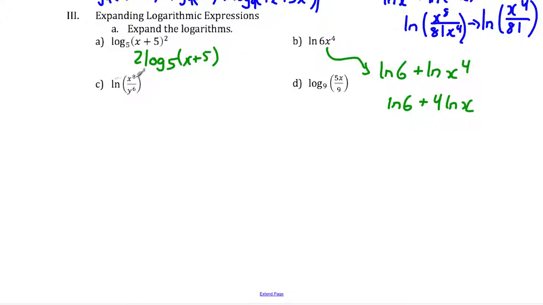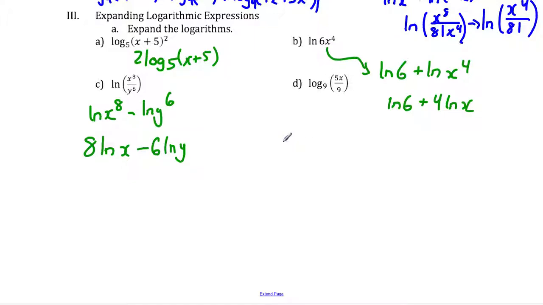Next up over here, same thing. I have this quotient, so I'm going to write this as a difference of those two logs. Natural log of x to the eighth minus natural log of y to the sixth. These powers become coefficients, so I get 8 natural log of x minus 6 natural log of y. And I'm done. D, same deal.